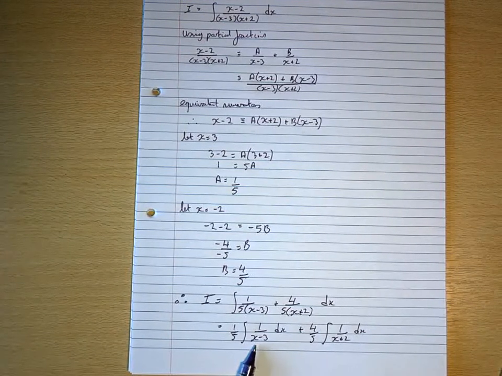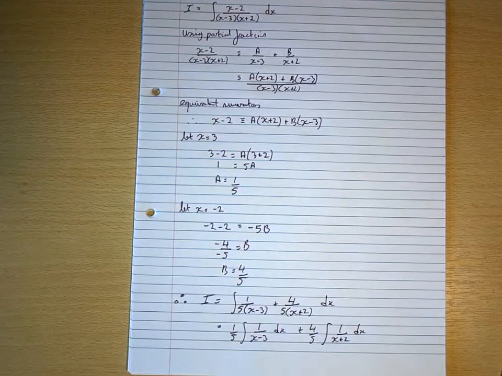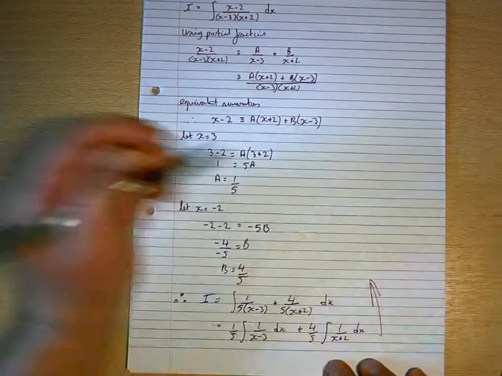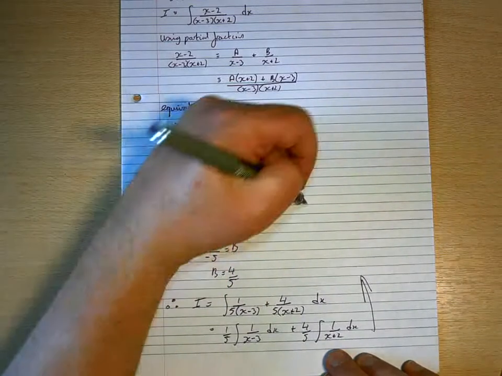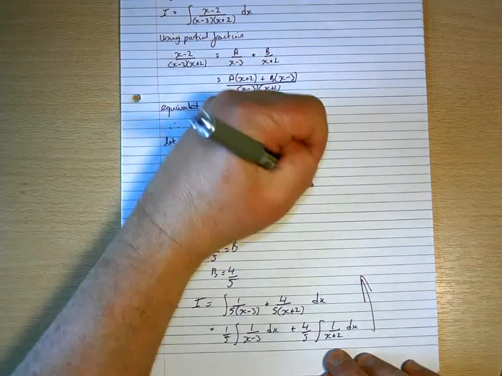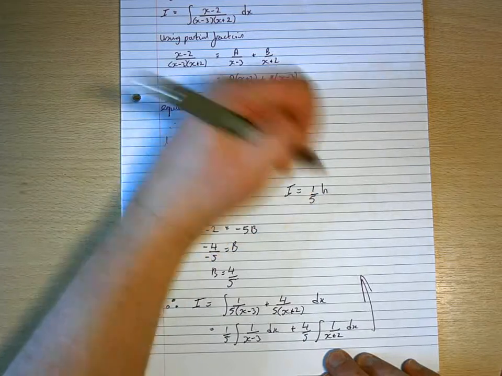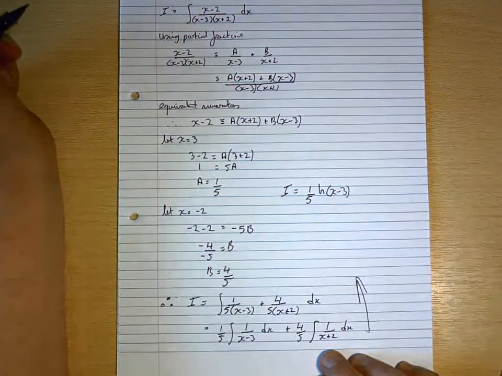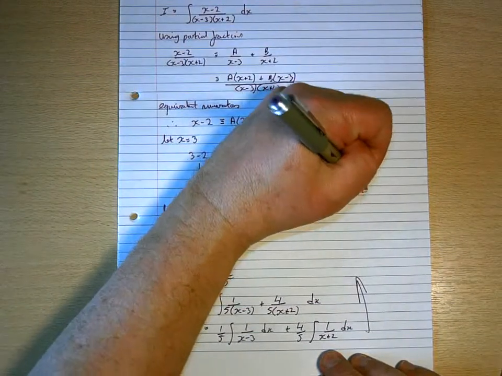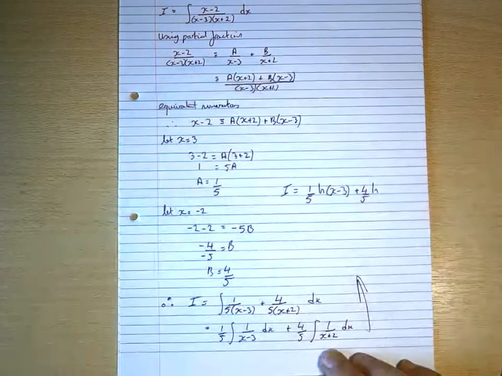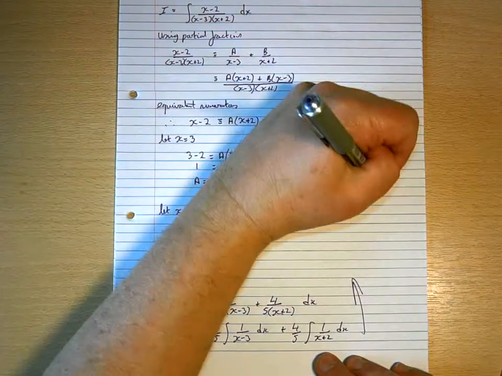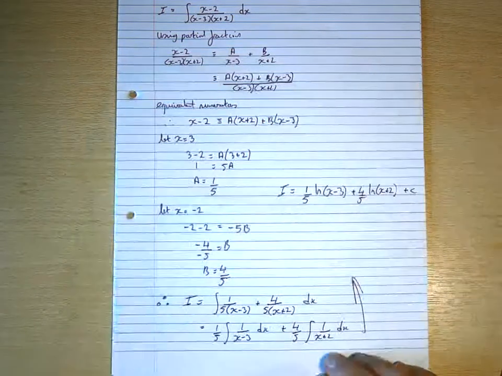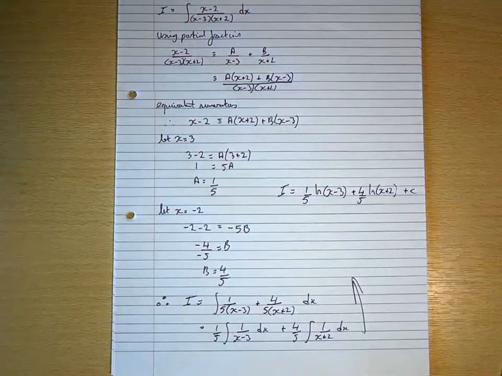So these are just natural log of the denominators. So the integral becomes 1/5 natural log of x minus 3 plus 4/5 natural log of x plus 2 plus some constant c.